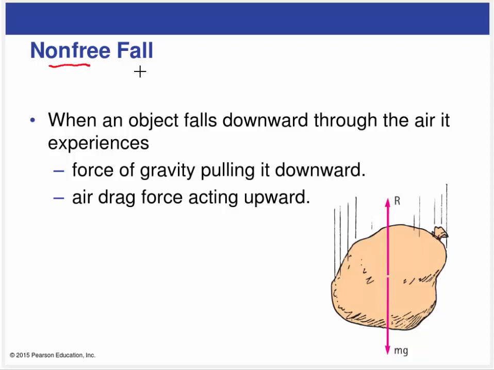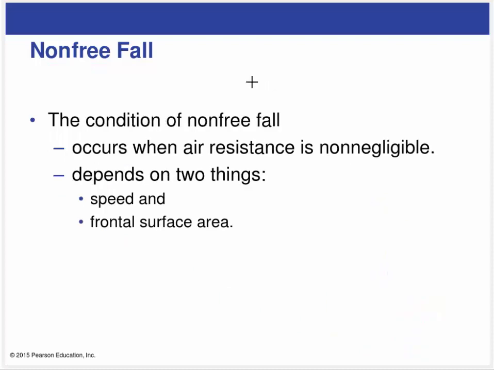So let's talk about non-free fall. This is when an object falls downward through air, and it's going to experience the force due to gravity, and now it's going to experience some drag force. So right down here we have a falling rock, and it's experiencing its weight, its mass multiplied by gravity. And now we're going to have some drag, and we would now expect that the acceleration should not be equal to g. It should be a little bit less than g, because the drag is pulling it backwards. So non-free fall is essentially when we just can't neglect air resistance anymore.